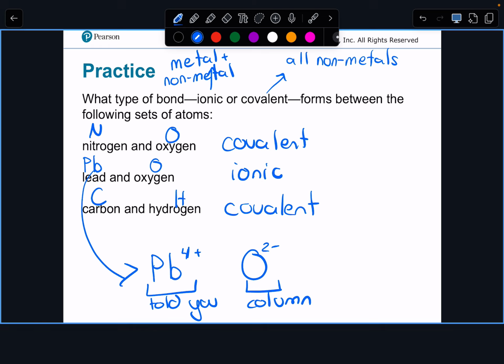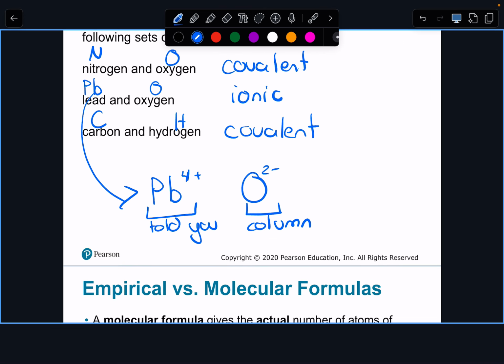Okay, if lead and oxygen want to form a compound, what would the formula have to be? It needs to equal 0. So we're going to have 2 oxygens for every 1 lead, because we're going to have a 4+ on that side. That means I need to have 4- charges on the other side. So the formula would be PbO2. Again, you're just pairing up the ions so that overall there's a 0 charge.